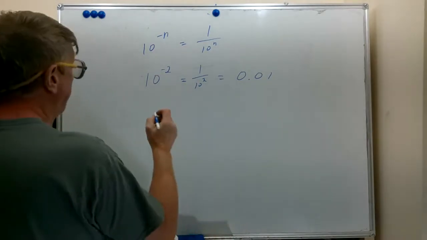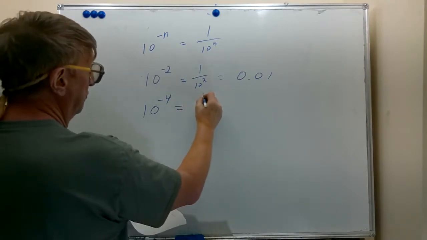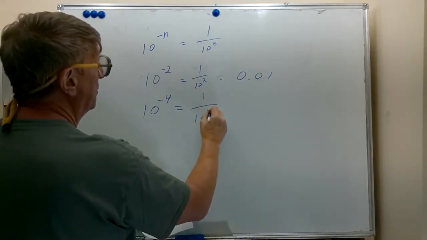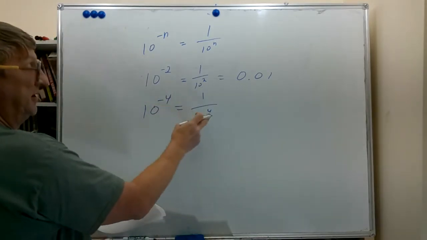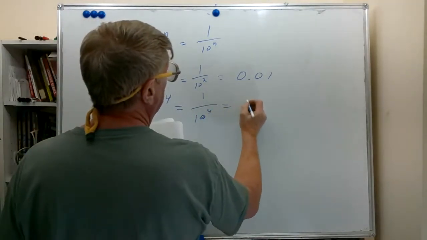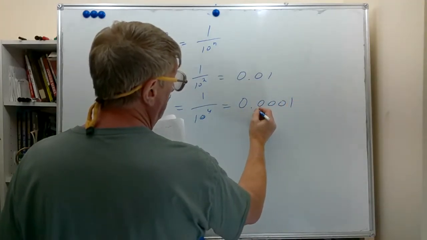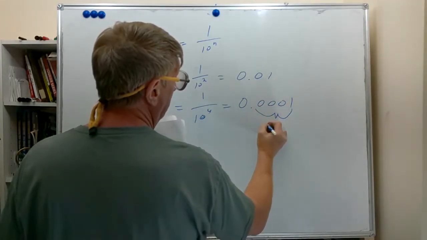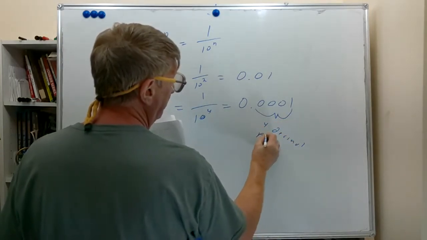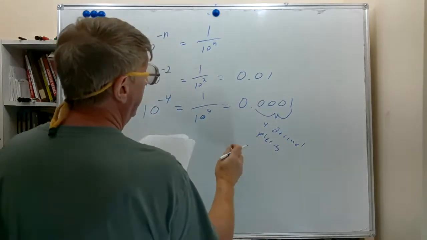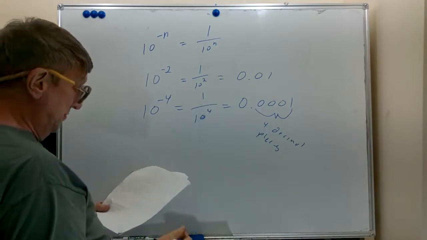Do one more of those. 10 to the minus 4. Kind of did some already. That's equal to 1 over 10 to the 4th. Sign change when it's from the numerator to the denominator. 0.0001. 4 decimal places. And we have the 4 in the denominator, or the negative 4 in the numerator.